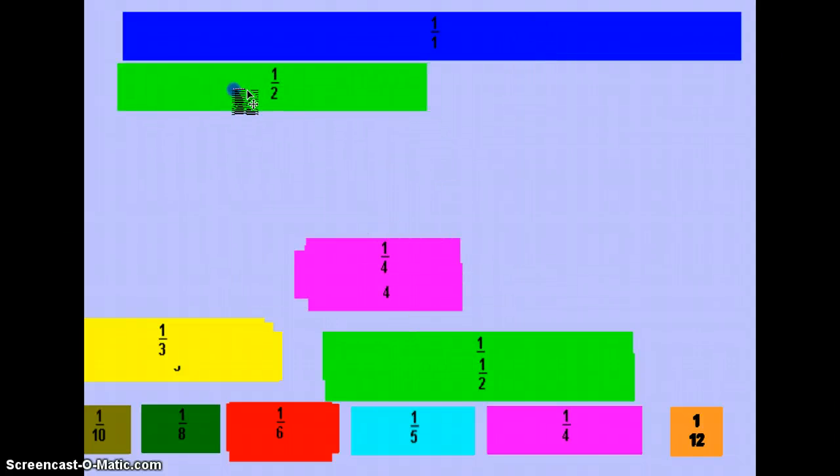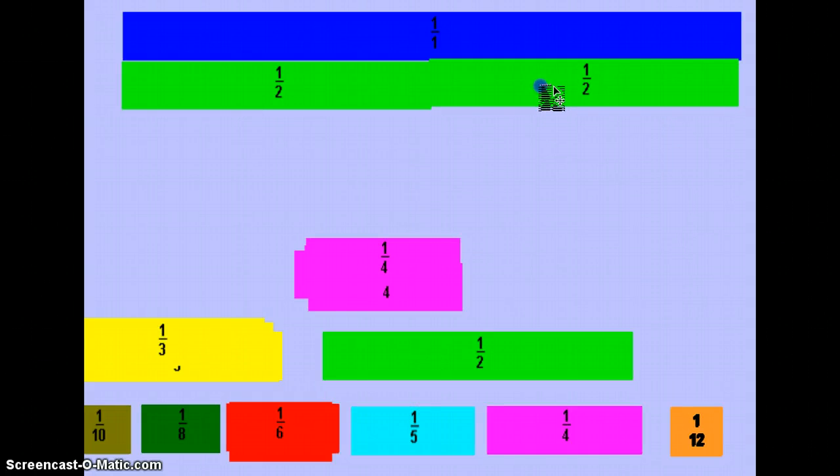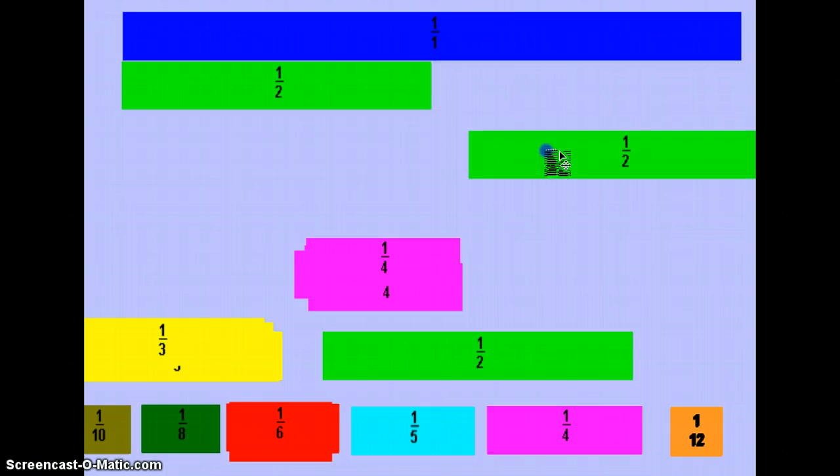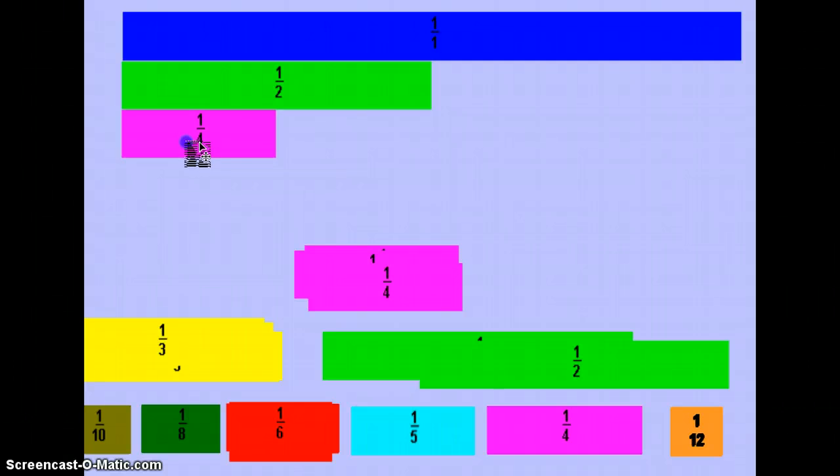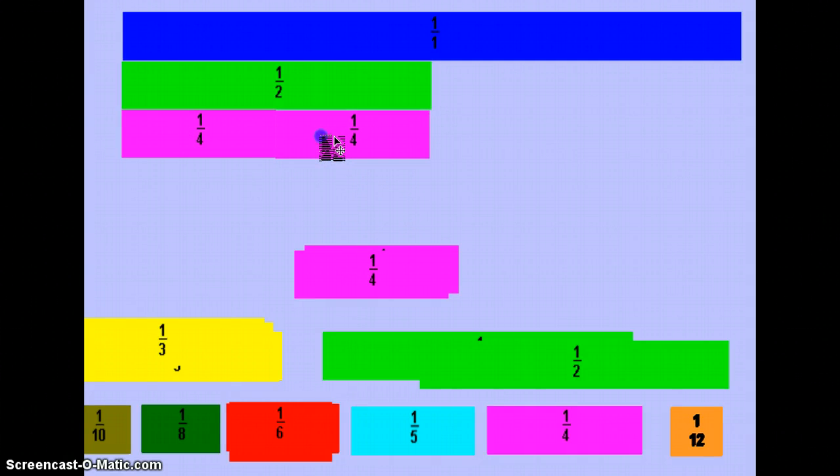If we were to take 2 halves, we all know that 2 halves equal 1. But now what I want you to do is try and figure out how many fourths would equal 1/2. So we'll bring these bars up here. 1, 2. Okay, so 1/2 equals 2/4.